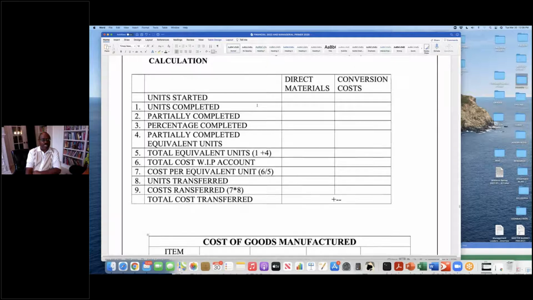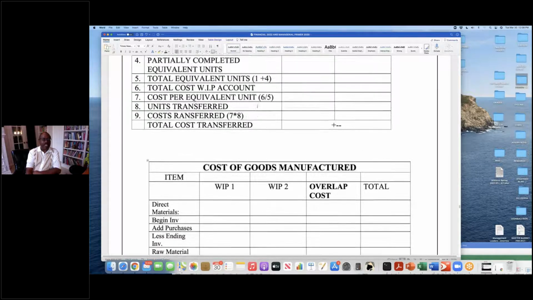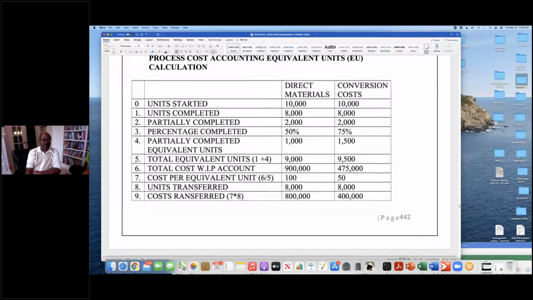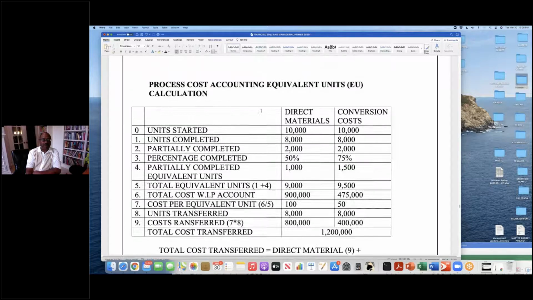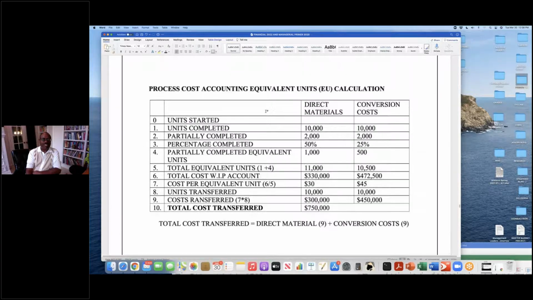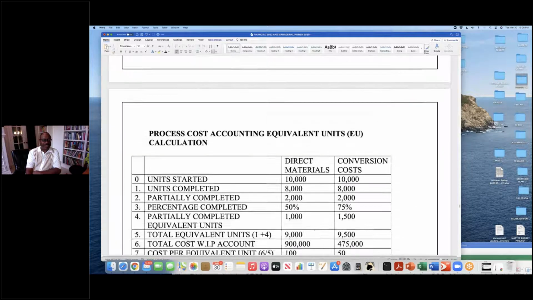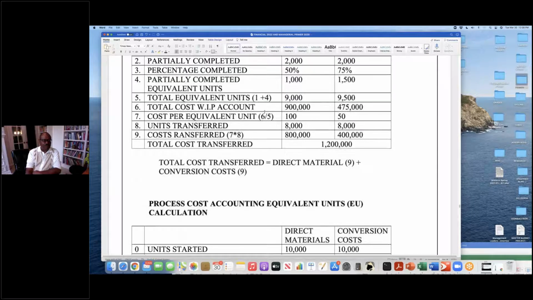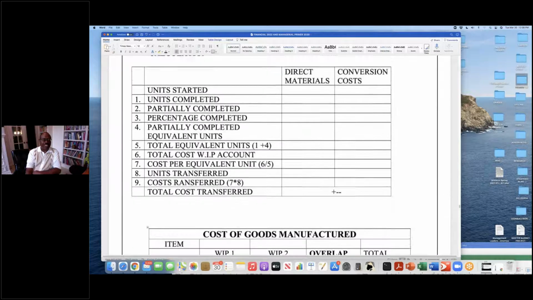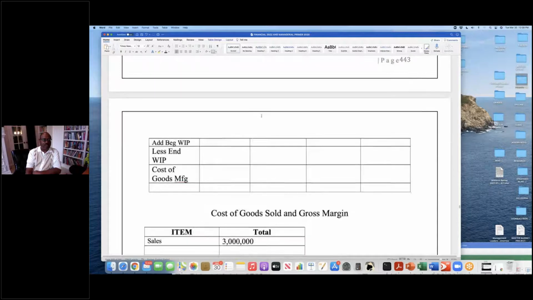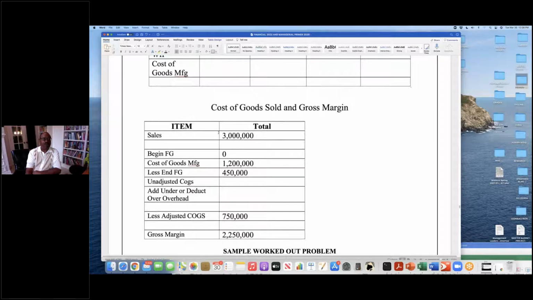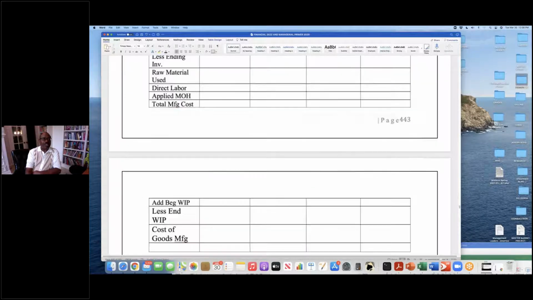Okay, team 4, we need to get our cost of goods manufactured statement now. We don't have a cost of goods sold statement first? No, we get a cost of goods manufactured statement first. Then we go to cost of goods sold. Oh, that's right. That is the order of that. All right.